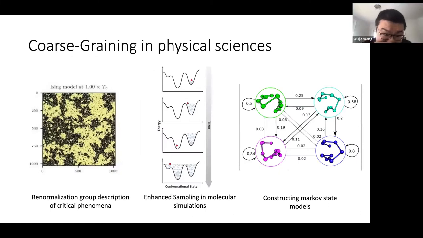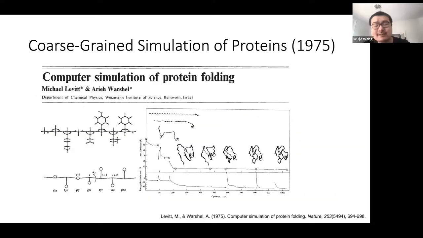So we have different kinds of coarse-graining techniques we use in physical sciences, as I just described. And as far as I know, the first coarse-grained simulation in history was conducted by Professor Michael Levitt and Professor Warshel. This work was done in 1975. This is the first computer simulation of protein folding.